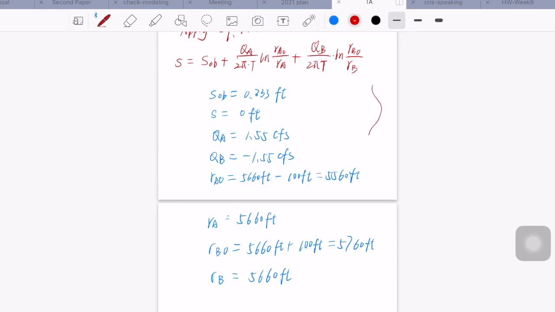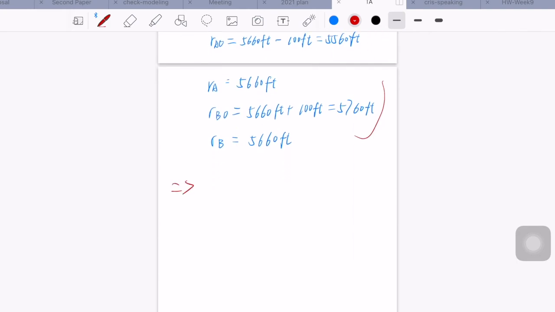So we can determine that the transmissibility T should be equal to 0.0262 square feet per second.